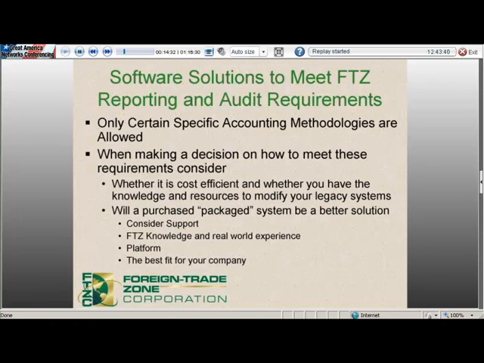But what you need to think about when making a decision on how to meet these requirements, whether to modify your software or purchase the software, is what's most cost efficient and what's best for your company. And the biggest challenge I've seen in companies, when I started doing this, it was no off-the-shelf system. Everybody had to modify their existing systems. And the toughest battle was that they didn't have the internal knowledge to make these changes.